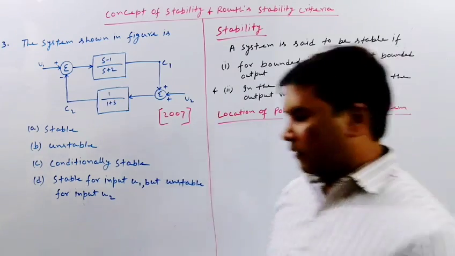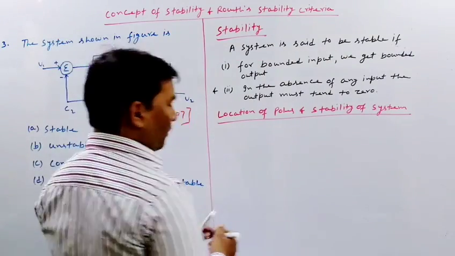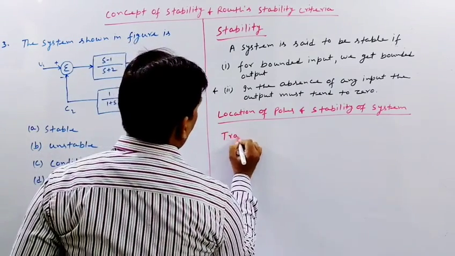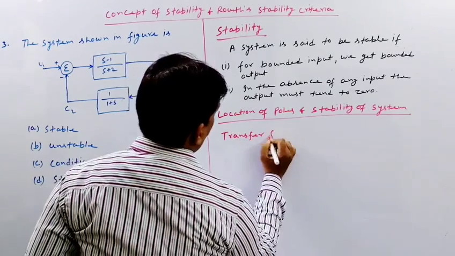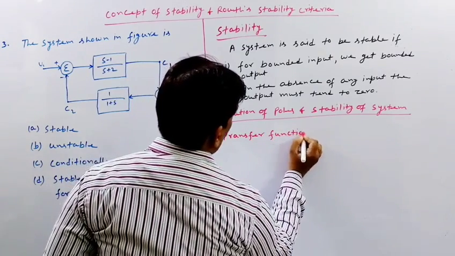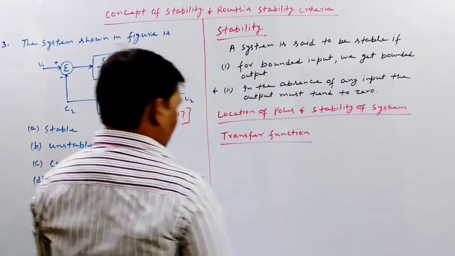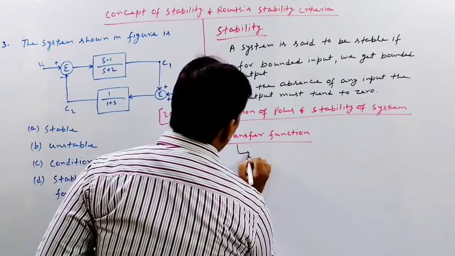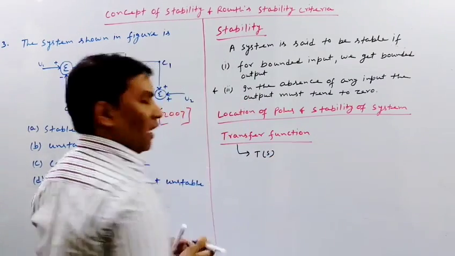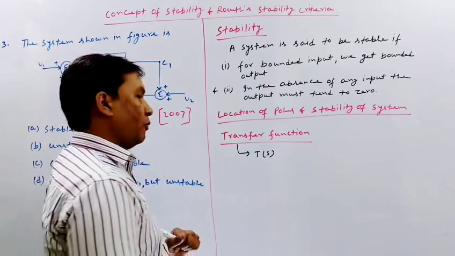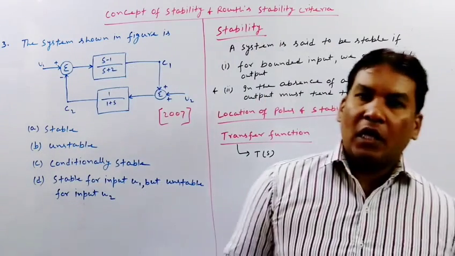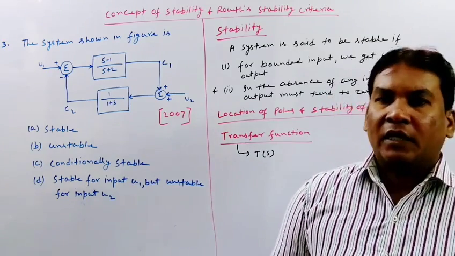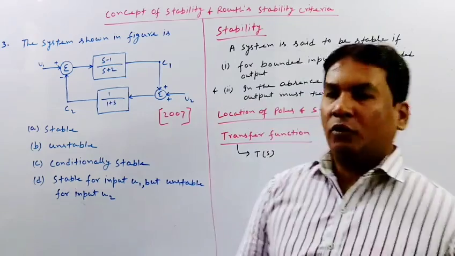Now, what is transfer function? So let me define transfer function. Transfer function is generally denoted by T(s). It is the ratio of Laplace transform of output to Laplace transform of input, taking all initial conditions zero.